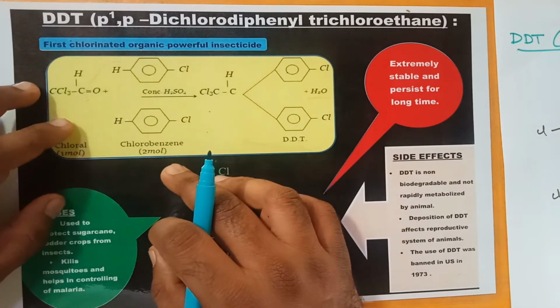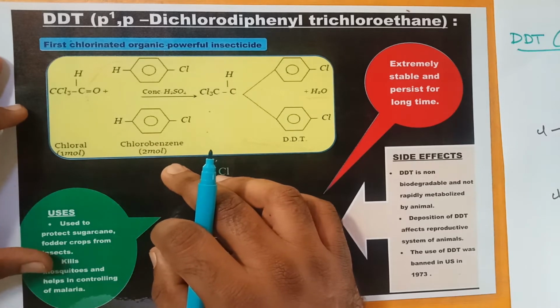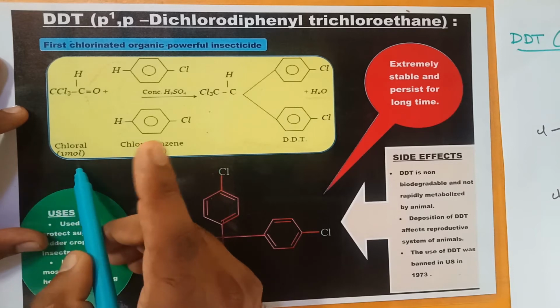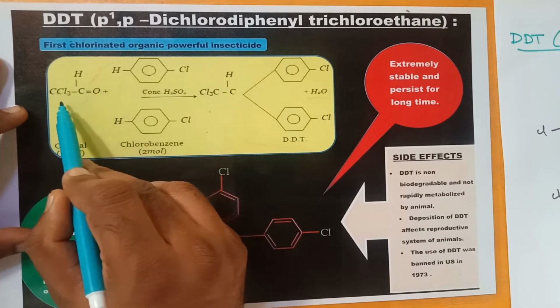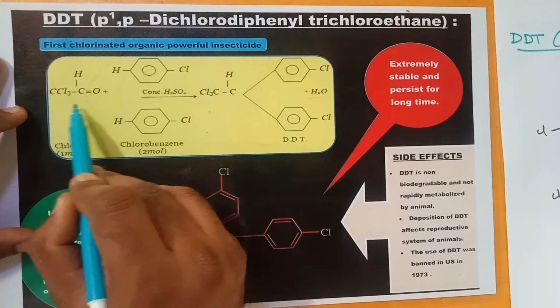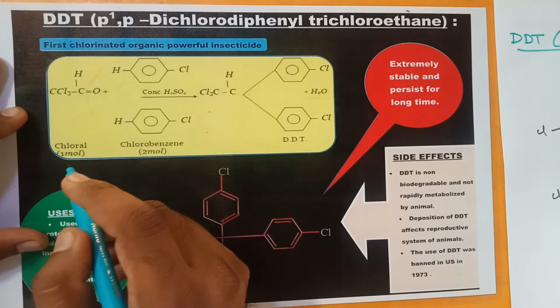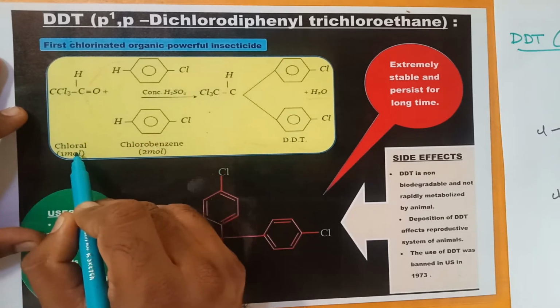Let's move on to the preparation of dichloro diphenyl trichloroethane, nothing but DDT. First we take 1 mole of chloral, nothing but CCl3CHO. This is chloral, nothing but trichloroacetaldehyde. Just replace the 3 hydrogen atoms of the acetaldehyde with 3 chlorine atoms. Then we get chloral.